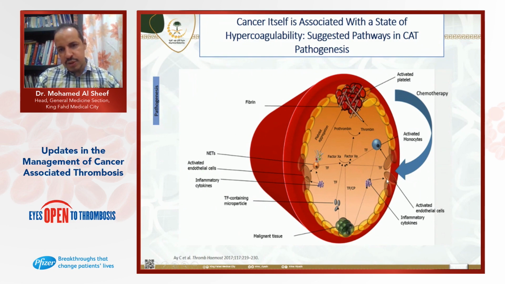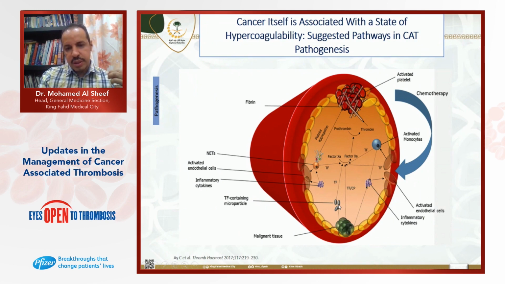So what can cause damage to the endothelium? Chemotherapy can cause endothelial damage. The cancer itself, the malignant tissue, can invade the endothelial tissue. So this is one factor. The other factor is the hypercoagulable state, which is due to the cancer itself.